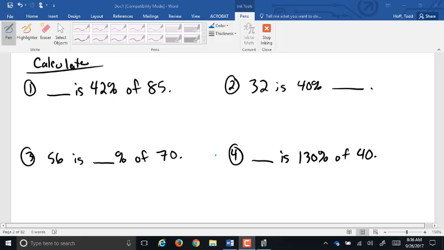Okay, so for the first one there, 42 blank is 42% of 85. We start out with the 42% is 42 out of 100. What goes on the other side? 85 on the bottom. Perfect. Then we'll cross multiply and divide. 42 times 85 divided by 100 is, what's that? 38.25. Perfect. So 38.25 is 42% of 85.